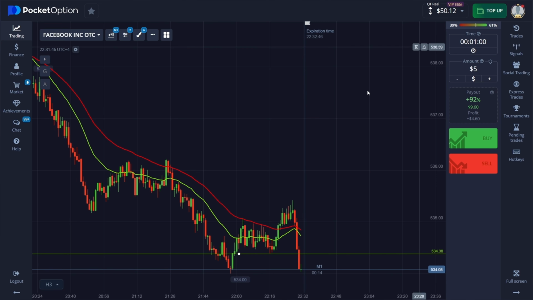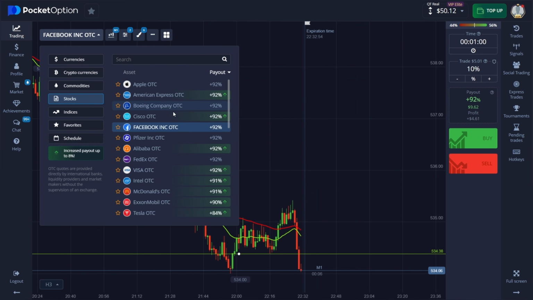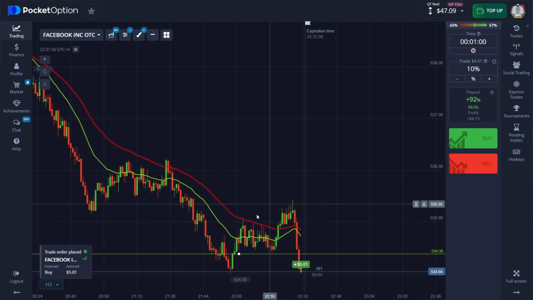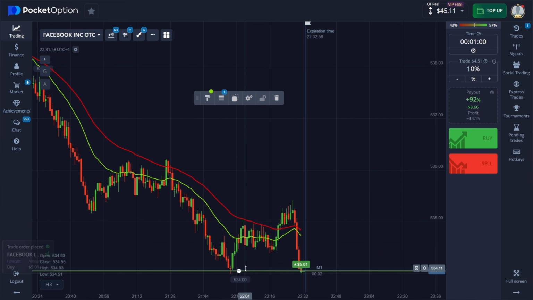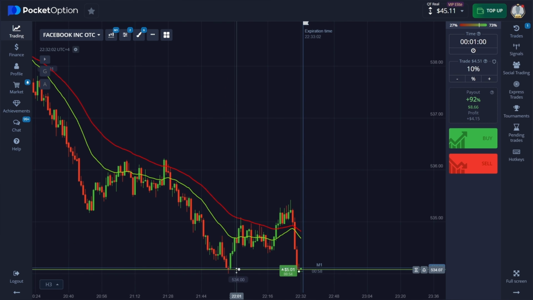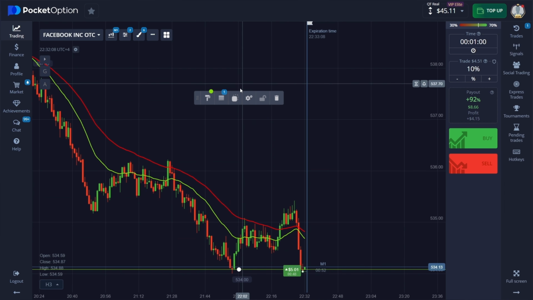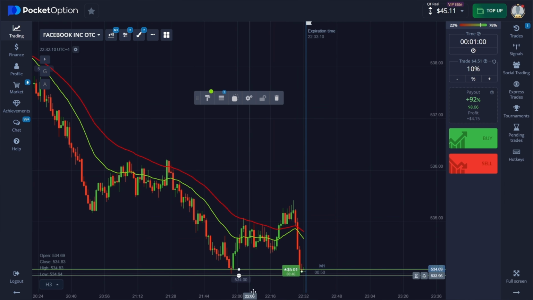First, I will set my trade amount to 10%. I'll find a trade on the OTC market for 1 minute. I place a trade on Facebook OTC for an upside move because there is a support level and my trade amount is $5.01. Alright, let's see what happens. I'm trading on a 1 minute time frame.